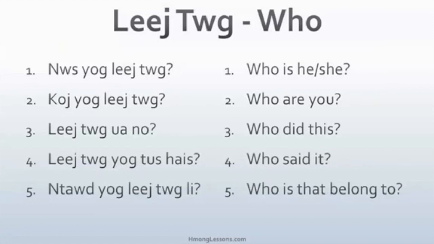Thank you. We'll ask questions with who, and in Hmong it is leng tu. These will be the five questions that we will ask using who. Let's quickly review them, as we will learn word by word later on in the next few lessons. Number one, nu ya leng tu. Who is he, she? Remember, we learned in lesson 3, nu can be he or she, okay? Number 2, ga ya leng tu. Who are you? Number 3, leng tu or na. Who did this? Number 4, leng tu ya tu hai. Who said it? Number 5, da ya leng tu li. Who does that belong to?